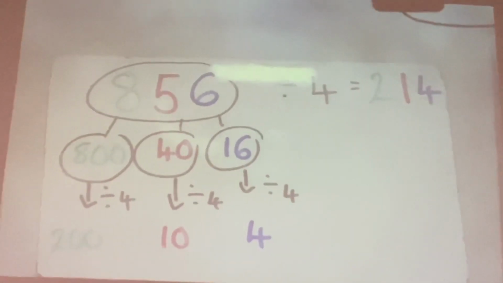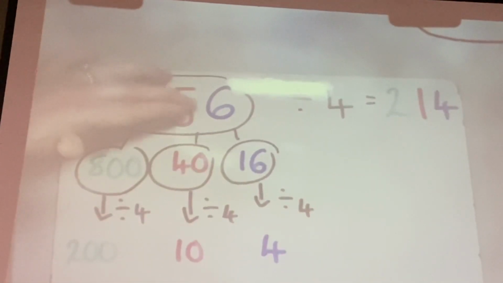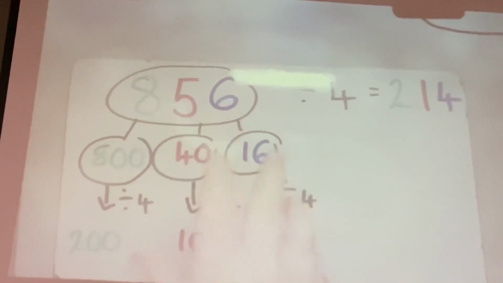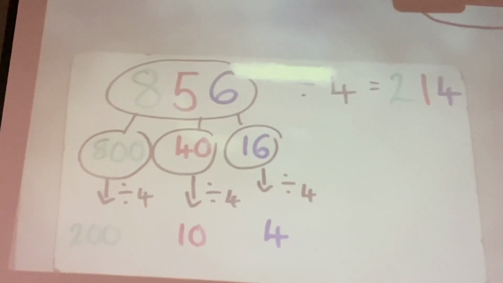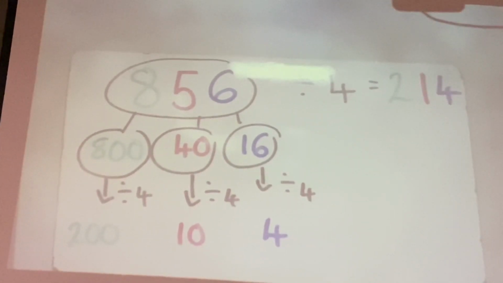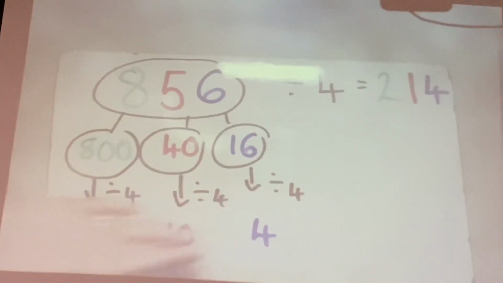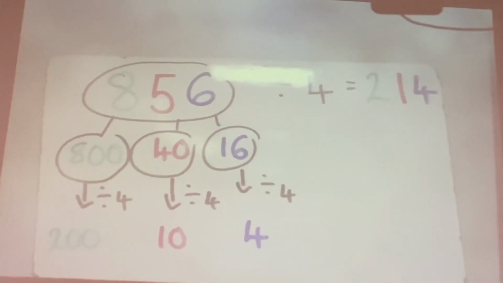So what they've done is they've partitioned it into a 40 and a 16, which adds up to 56. As long as those two numbers add up to 56, you can divide them by 4, however they want to do it. And again, 800 divided by 4 is 200. 40 divided by 4 is 10. 16 divided by 4 is 4. They add it up, and then they'll put their answer at the end.